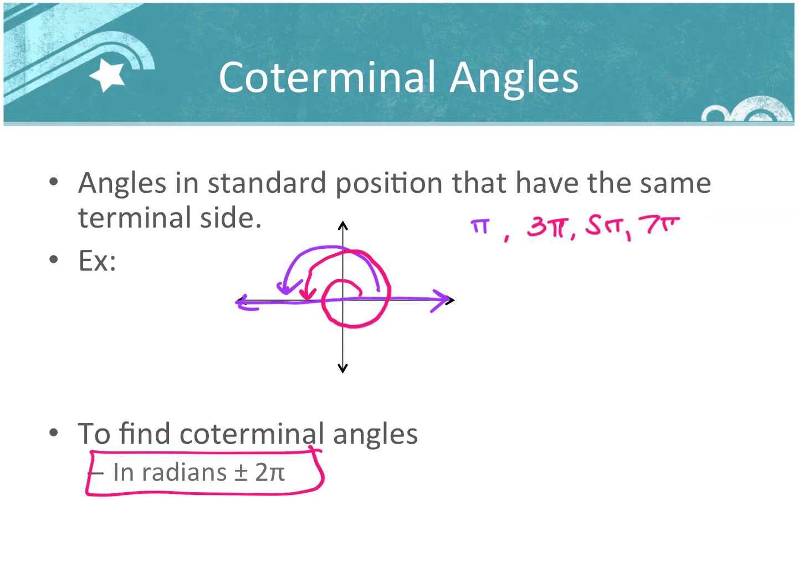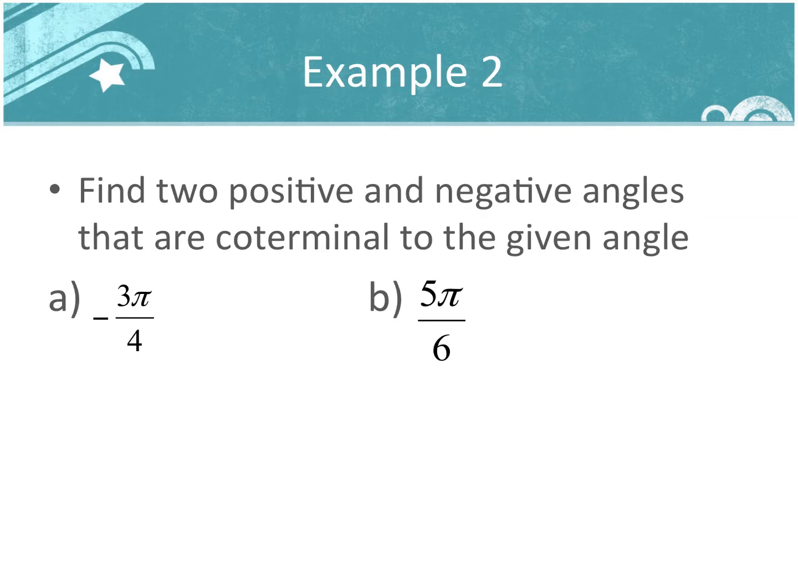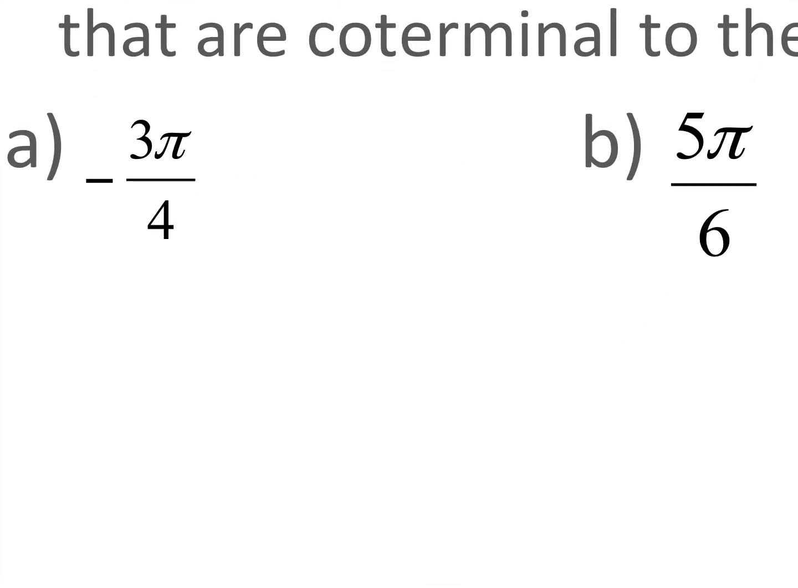If it asked you to graph it, you would show the arrow. So this one says find 2 positive and 2 negative angles that are coterminal to the given angle. So I'm in radians. I know that because there's no degree symbol here. So I'm going to add and subtract 2 pi. So if I wanted to find a positive coterminal angle to negative 3 pi over 4, do I add or subtract 2 pi?